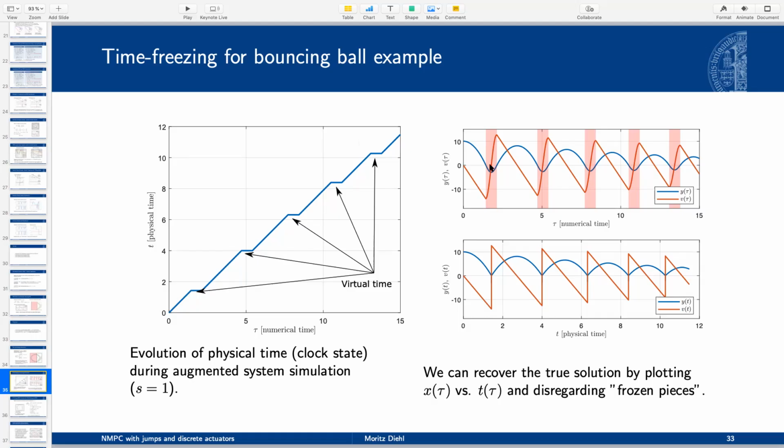Now here you have the numerical time. The numerical time plot of all the state trajectories looks like this. It's nice, continuous. You see that it's actually evolving continuously during these virtual time periods, which didn't exist before the time freezing was introduced, right? And then if you now want to plot this, you could just plot the whole system as x of tau versus t of tau. So I just change my x-axis to physical time again, and then I get rid of, so to say, these pieces.